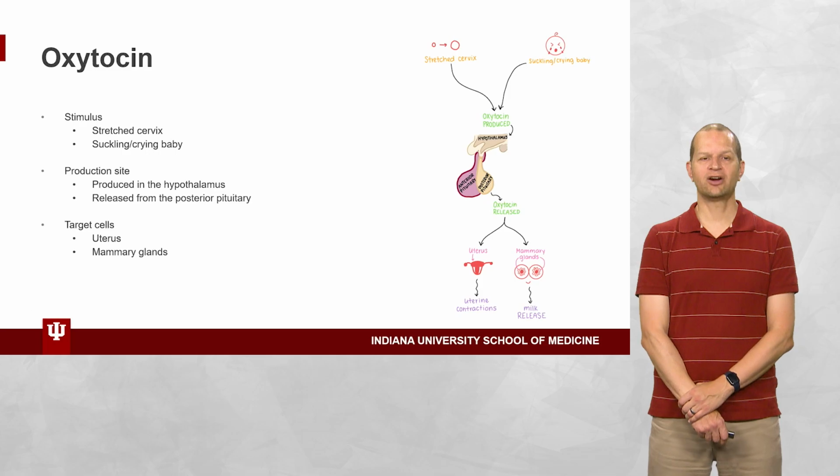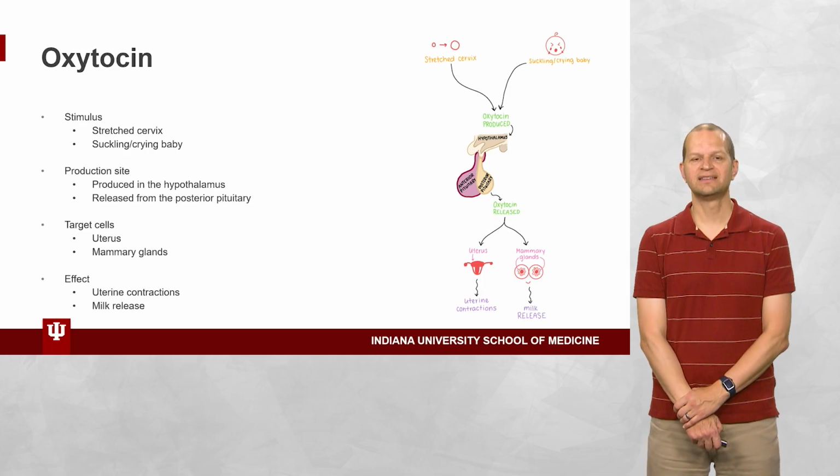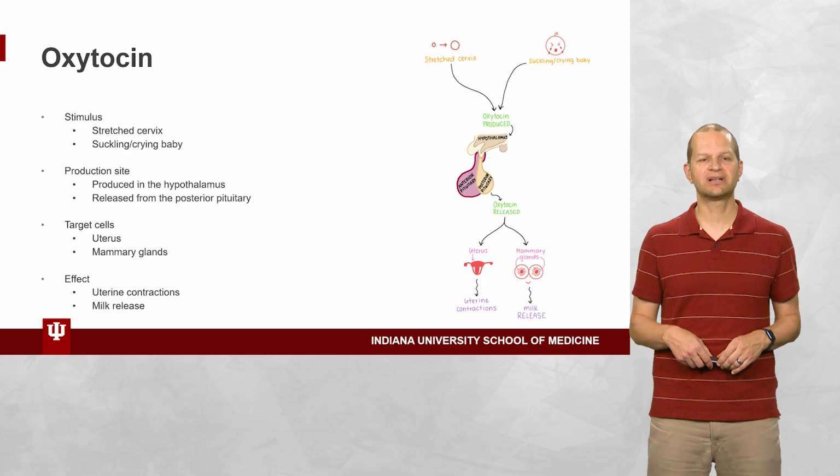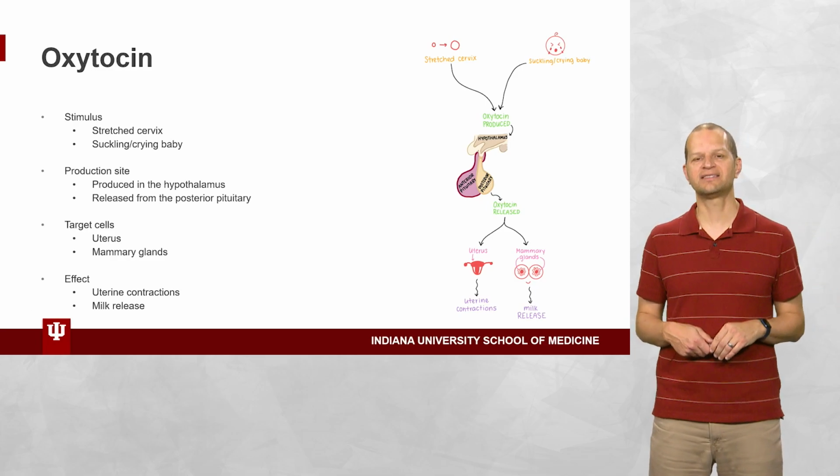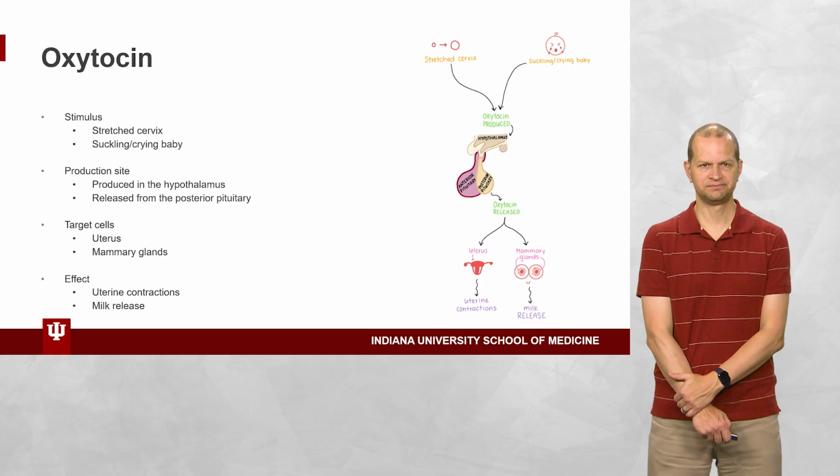Okay, so it targets both the uterus and the mammary glands. And the effect is that it causes uterine contractions as well as the release of milk. So prolactin causes the production of milk, oxytocin causes the release of milk.